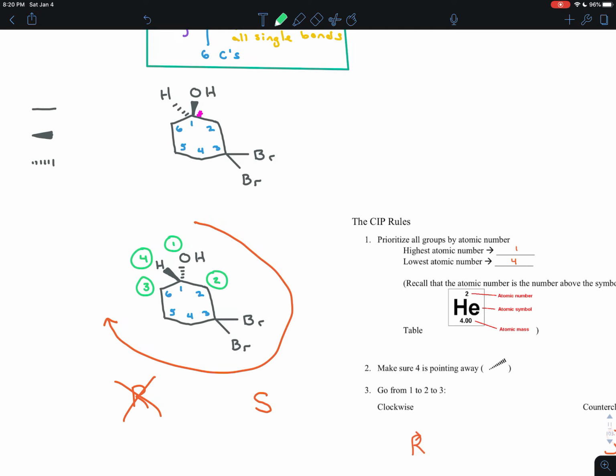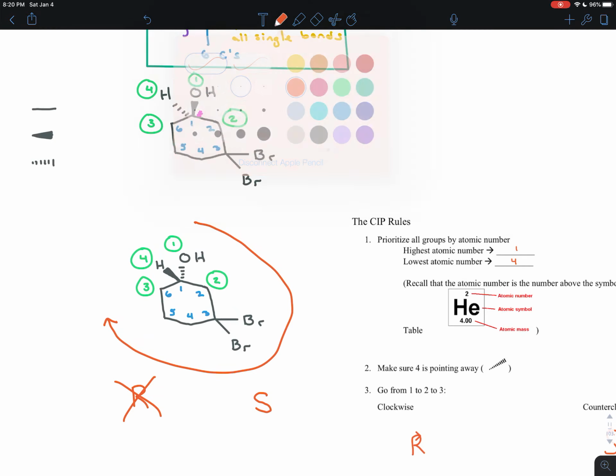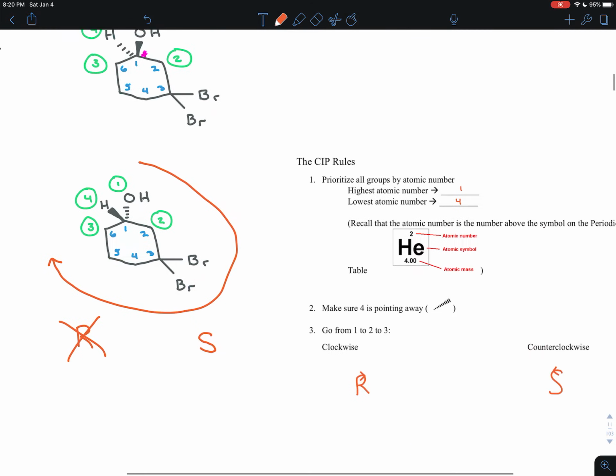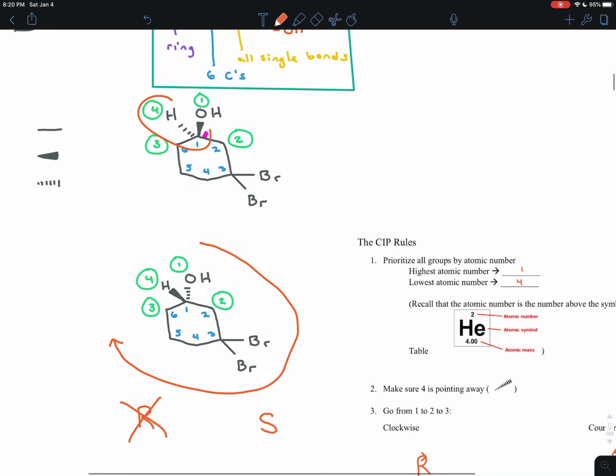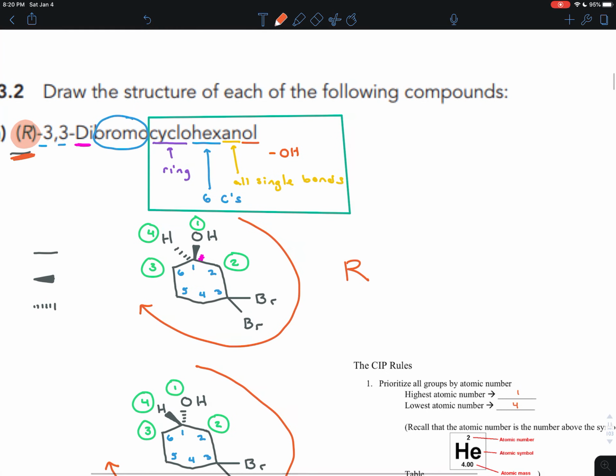And in this case, just like before, the priorities are the same. The oxygen is 1, the hydrogen is 4, the carbon on the right is 2, the carbon on the left is 3. Notice that 4 is pointing away in this molecule. So if you go from 1 to 2 to 3, you go clockwise, you think it's an R, and that's what you want.